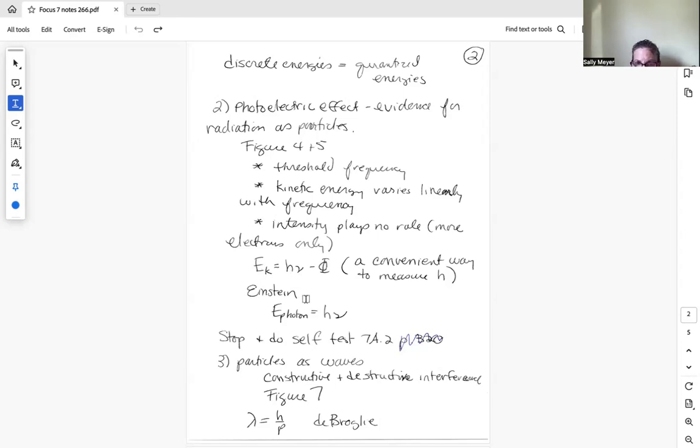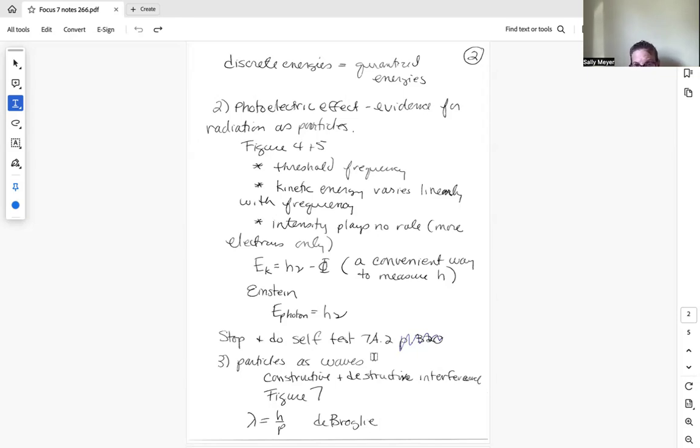And so Einstein came up with the idea of light having particle nature, and the particle name is a photon. So the energy of a photon of light is equal to h nu. It's equal to Planck's constant times the frequency of that light. So stop and do self-test 7A.2, which is just using that equation. And so from this, it was concluded that light, which was thought to be wave nature, also has particle nature.